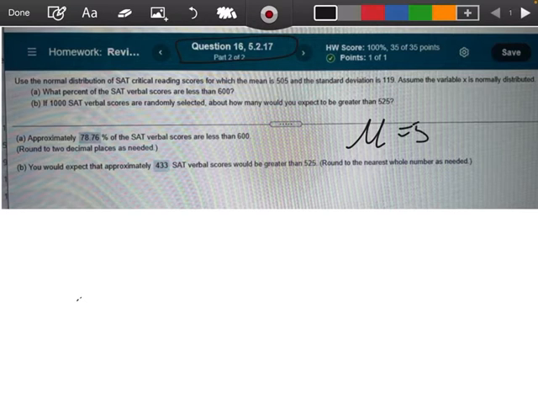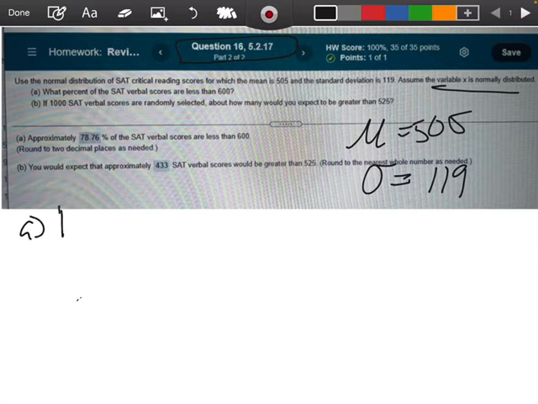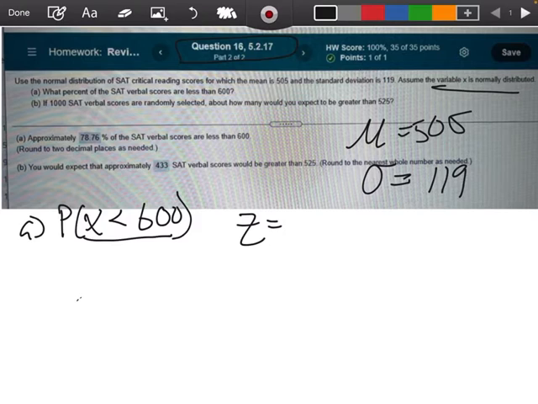It says, use the normal distribution of SAT critical reading scores for which the mean is 505. Okay, so the first thing I'm going to do, I know my mean is 505, and our standard deviation is 119. It says, assume that variable x is normally distributed, and part A says, what percent of SAT verbal scores are less than 600? So for part A, what we're trying to figure out is what's the probability that x, which are those verbal SAT scores, are smaller than 600.